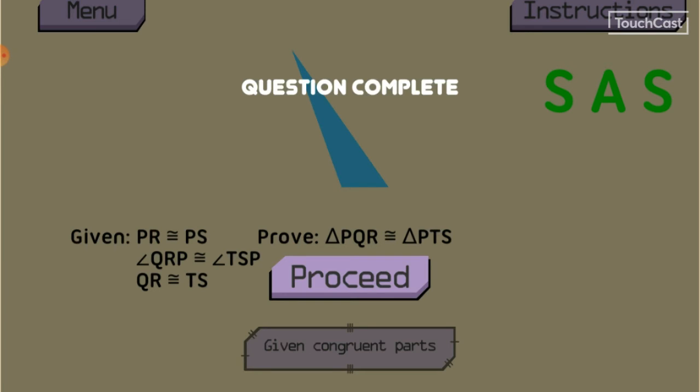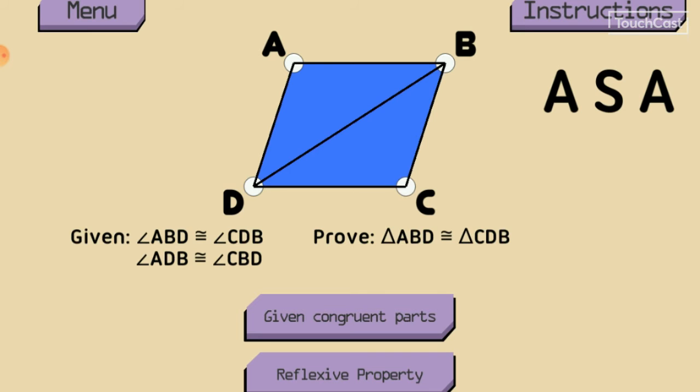So let's look at another example. Here we are asked to prove the triangles ABD and CDB are congruent. And here we are given ASA, and there are now 2 tabs. Earlier in the example we have seen 1 tab. So here we see 2 tabs. What are these 2 tabs? These represent the reasons part in the 2 column proof, the rightmost column.